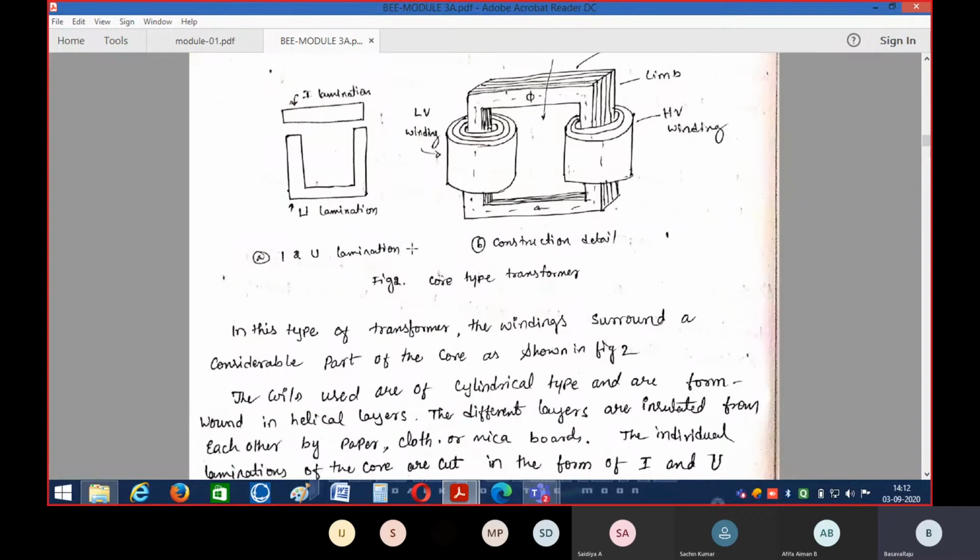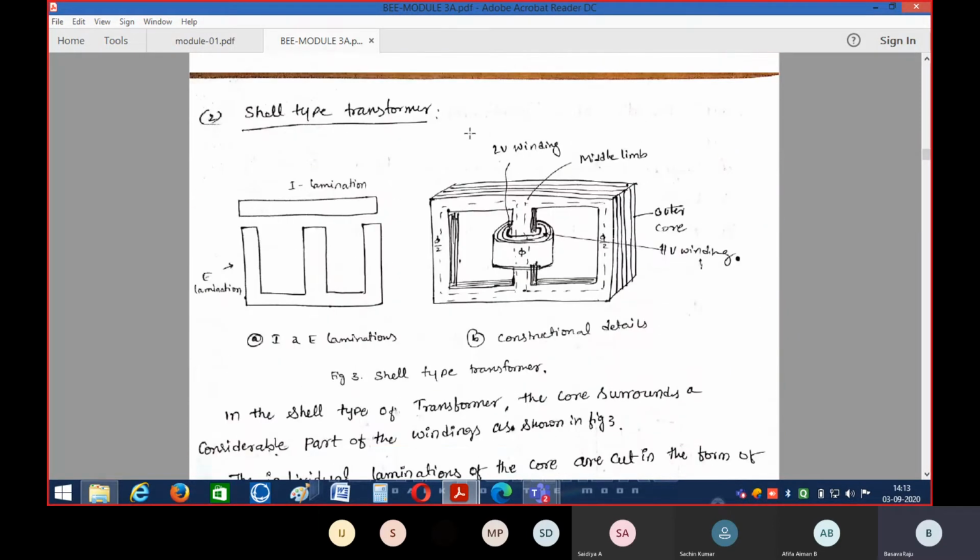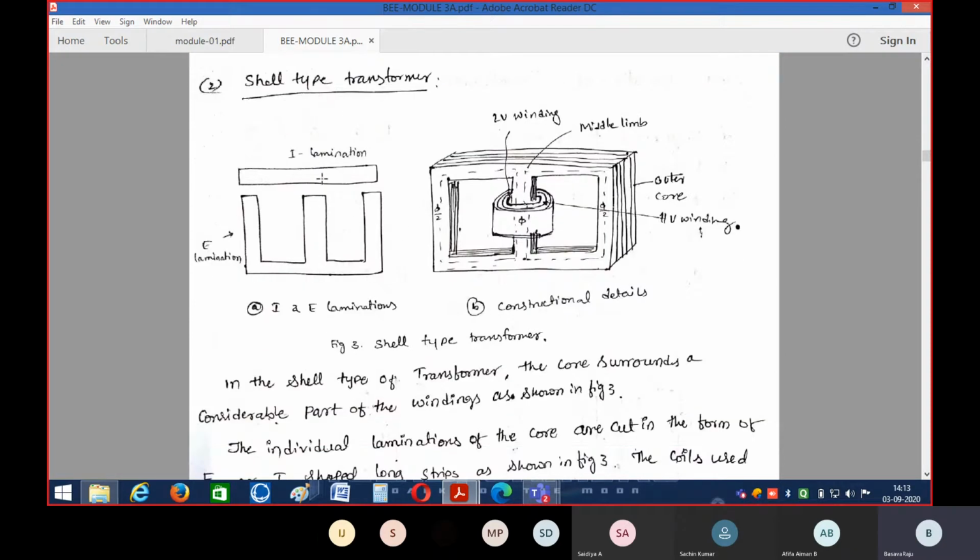In the case of a shell type of transformer, exactly the reverse construction applies. Here also we have a transformer core and the winding. Compared with the core type, the only difference is that in the core type the transformer core is surrounded by the winding, but in the shell type the winding is surrounded by the transformer core. So this complete winding is surrounded by the transformer core. Based on this construction, we have two types: the core type and the shell type of transformer.